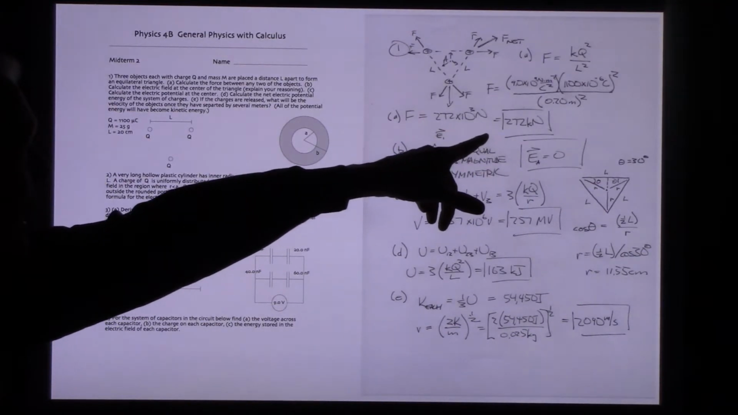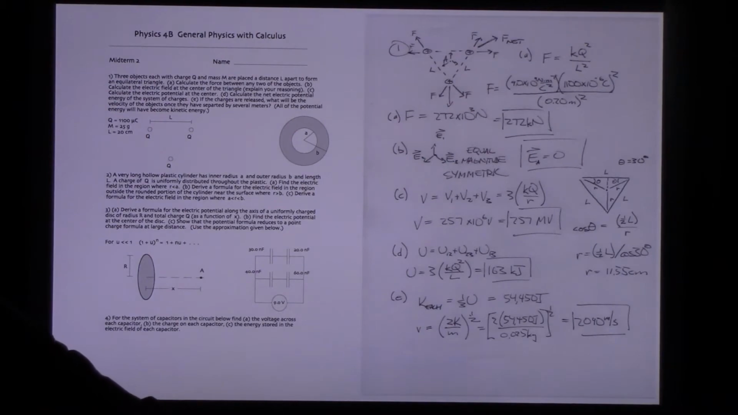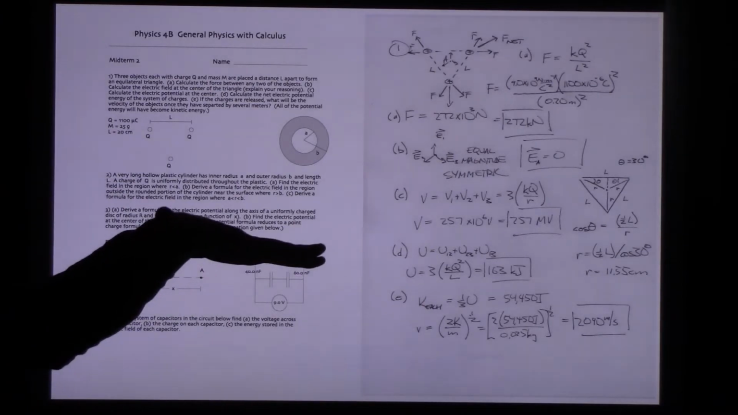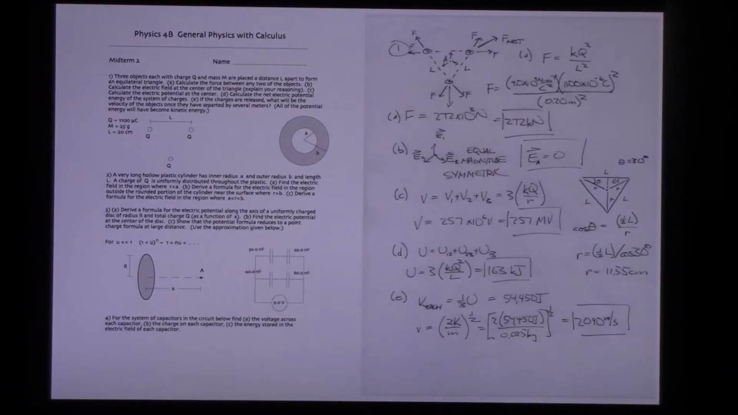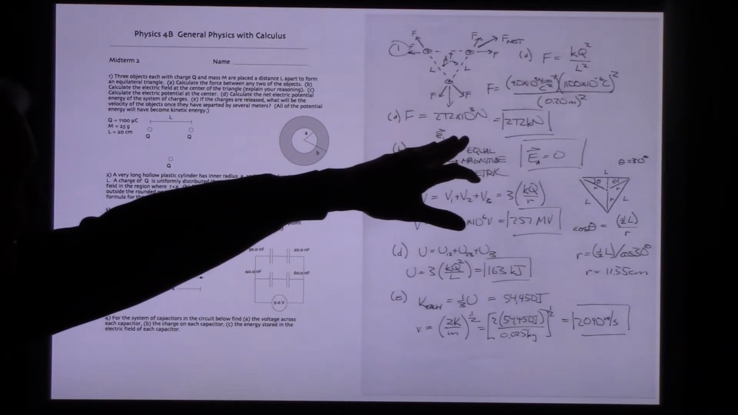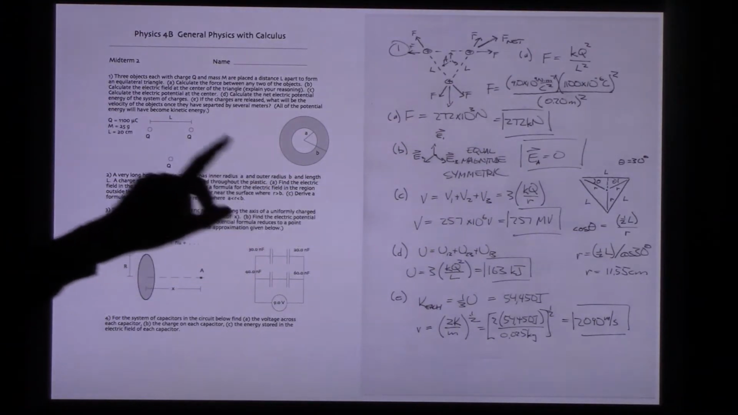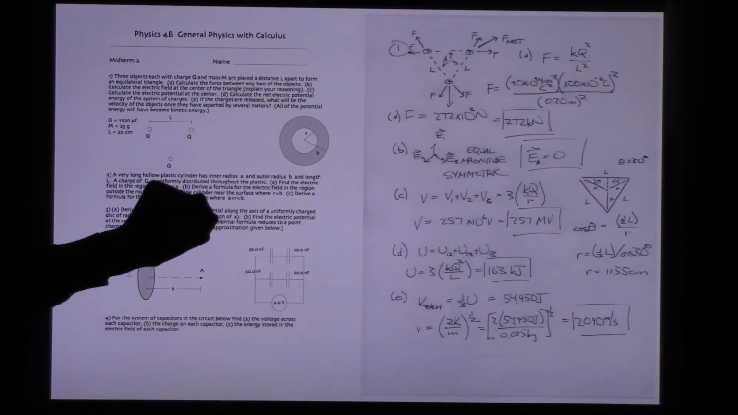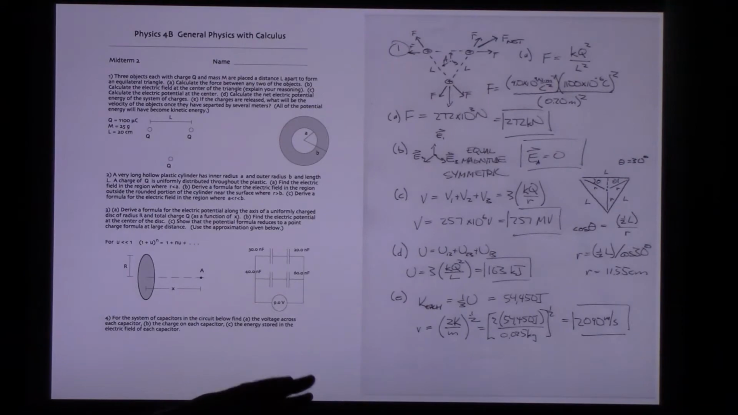272,000 newtons. That's a lot of force. Let's see, we had 1,100 microcoulombs of charge. That's a pretty good amount. And they're separated by 20 centimeters, something like that. So 272 kilonewtons of force. Oh, here we go. Calculate the force acting between any two of the objects. So they're kind of guiding us along here.